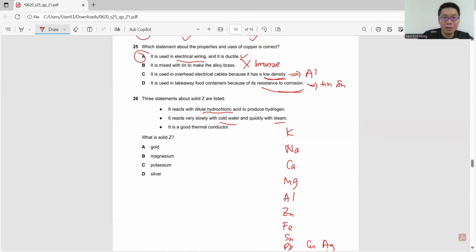So for A, this is gold. Gold is very, very low, so it will not react in any situation. Magnesium is here. Potassium is very, very reactive, so even in cold water it's very reactive. So here this is very slow and impossible, group 1. And then silver is also here, very not reactive. So that's why impossible, very not reactive or very reactive. It's the moderate one, magnesium.